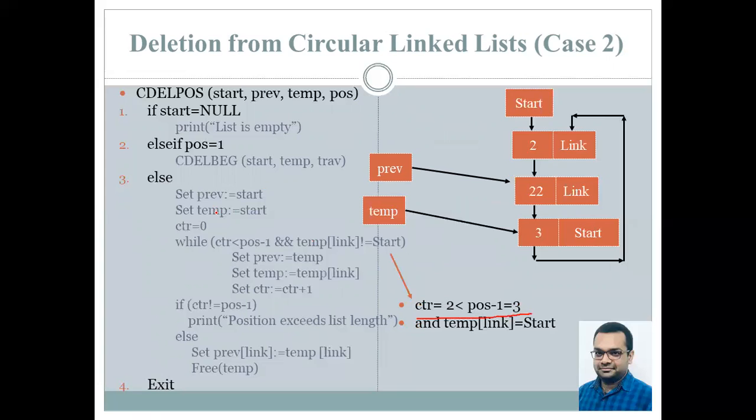The condition 1 is true. However, you can see over here the condition 2, that is temp's link not equal to start, becomes false, because temp's link is in fact start, that is the address of the first node. So these statements will not be executed and the while loop exits. Now we check if counter's value is not equal to position minus 1, which is in fact true, because counter's value is 2 and it is not equal to position minus 1, that is 3. So we simply print that position exceeds the list length.